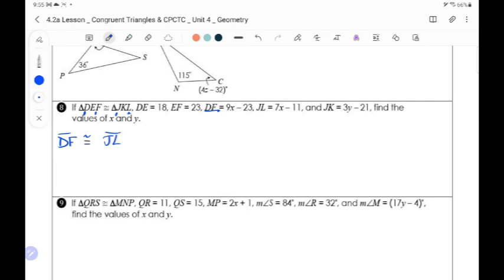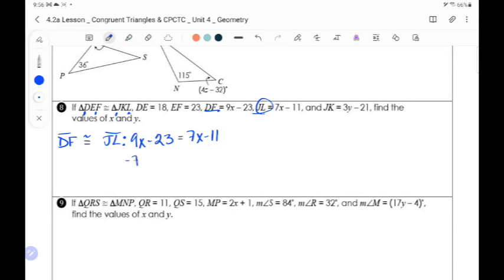Do we have a measurement right here? So DF, 9x minus 23 equals JL, 7x minus 11. Notice I didn't need to draw the picture because I could identify. Now let me actually not miss any numbers and scoot this over here, and I'm just going to put a colon to show, okay, here's what we've got. Okay, so now I can just solve for x.